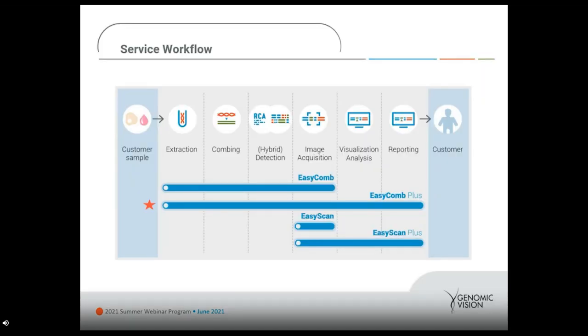So our quality control assay is provided as a service, and we have different types of services that can be tailored to your needs. So the EasyComb and the EasyComb Plus really start from the sample. You send us the sample, and we take care of the rest. So either we send you a full report for the EasyComb Plus, or we give you access to our software to analyze your data if needed, and this will be the EasyComb. For the EasyScan, it's really for access to our imaging system, and this is for if you want to set up the technology in-house.